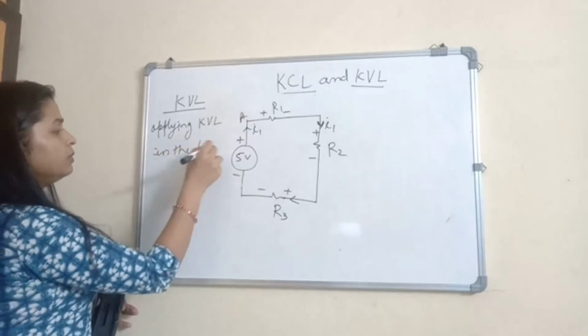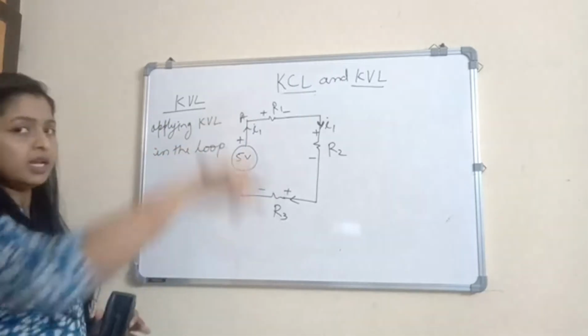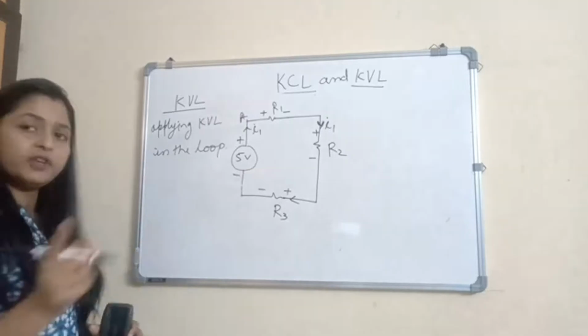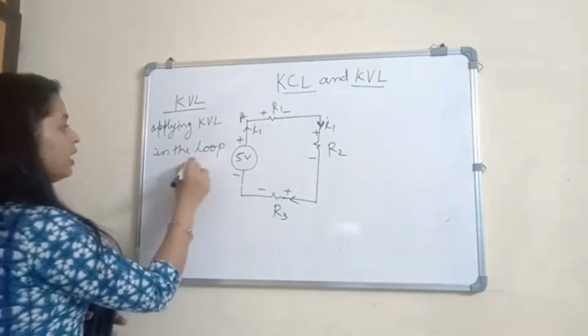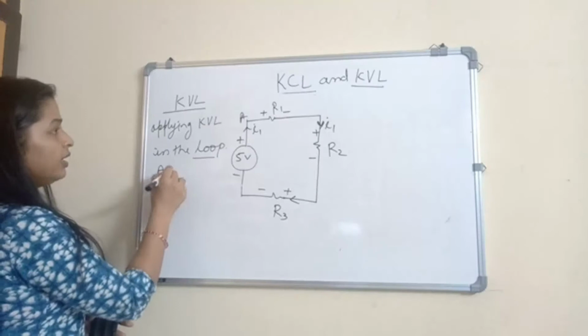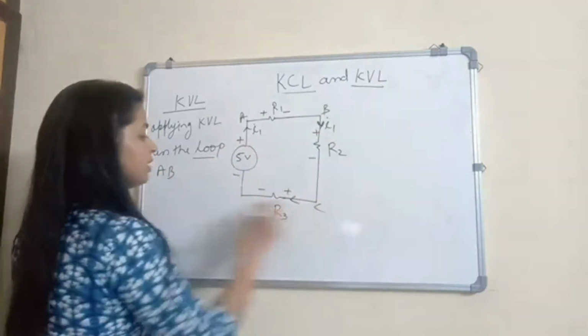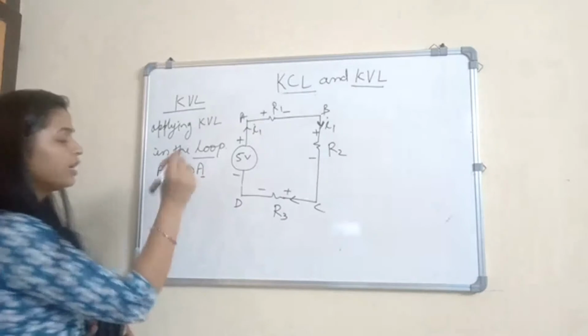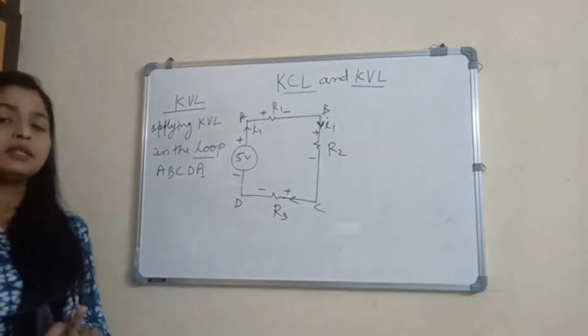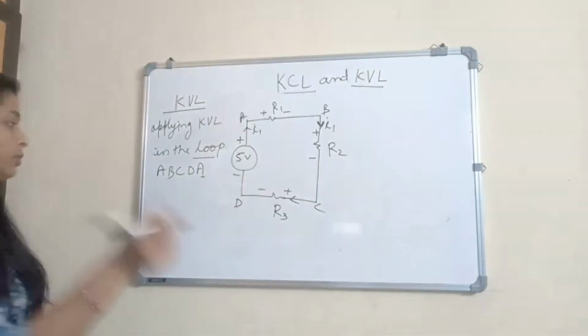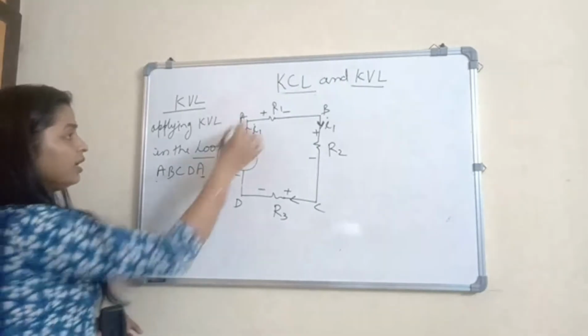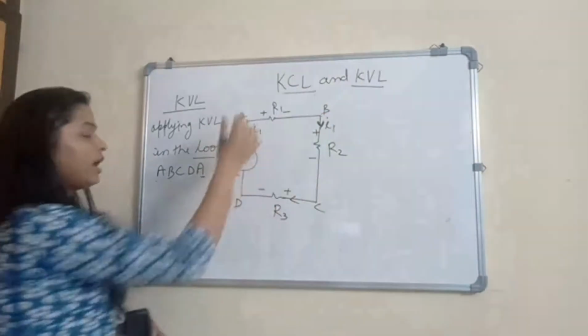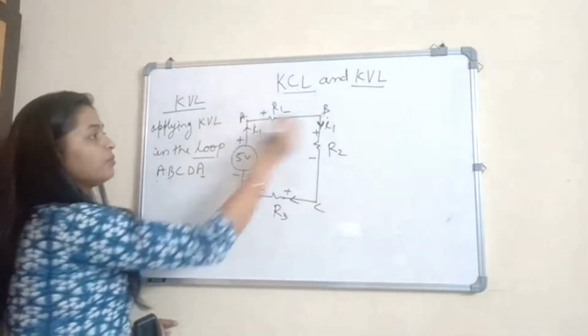in the loop, loop means the closed circuit is considered as a loop. We'll see the differences between loop and mesh also. Which loop? A, B, C, D, A. I need to first go to A, then it is the algebraic summation of the complete loop. So A, B, C, D, A. I need to apply it. Let's start with the AB branch.